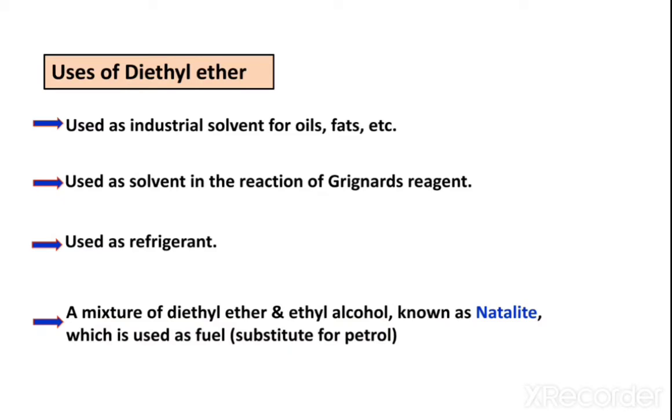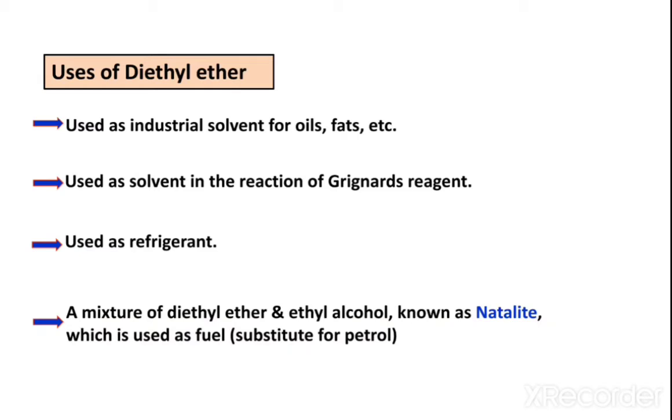Friends, in ether we discussed first the introduction, then the definition of ether, and ethers are classified into symmetrical ether and unsymmetrical ether. In symmetrical ethers, the oxygen atom of the ether linkage is attached to two similar groups, and in unsymmetrical ethers, the oxygen atom of the ether linkage is not attached to similar groups, that means it has different groups.